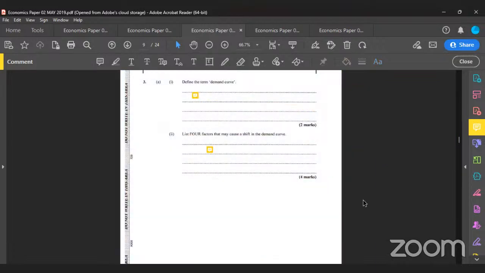They asked us to list 4 factors that shift the demand curve. Now, there are many factors that may cause a shift in the demand curve. And I don't know if you guys realize, but it's the same question, just asked in a different way, with the same answers that we gave before. So we have taste, income, number of buyers, and what was the other one? And the price of other goods.